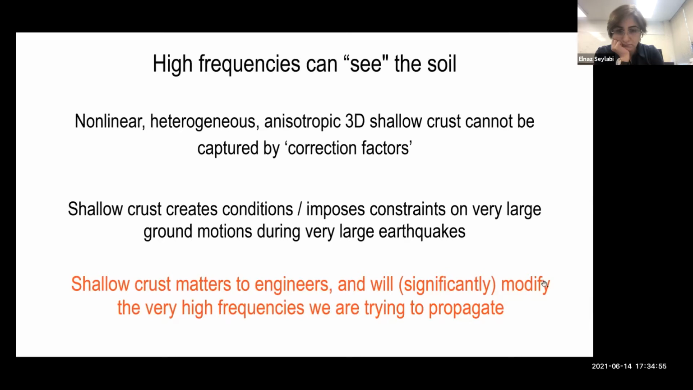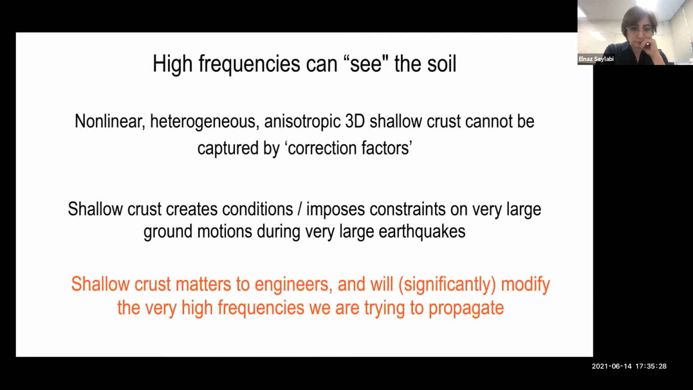And not only that, but if we go one step further and we look for simulations of events yet to happen, really large events, this shallow crust imposes constraints on very large ground motions during very large earthquakes. So we want it to be 3D, and we wanted to have the geometry and the heterogeneity that is appropriate in order to understand the limitations of these formations to transmit high frequencies. So the shallow crust matters to engineers, and it will significantly modify the high frequencies that we're trying to propagate.